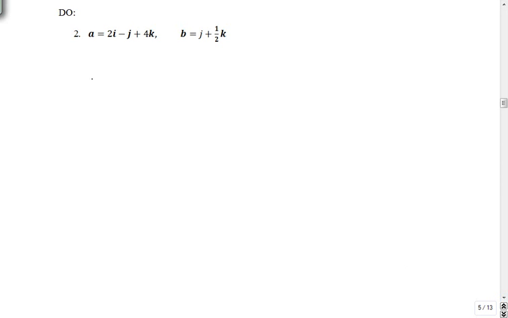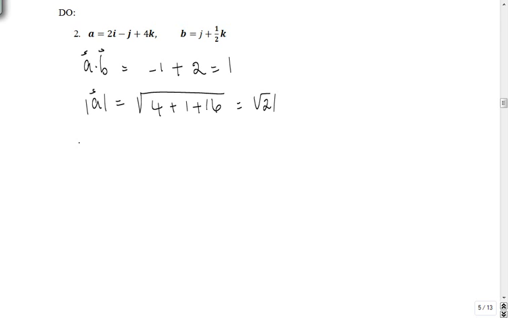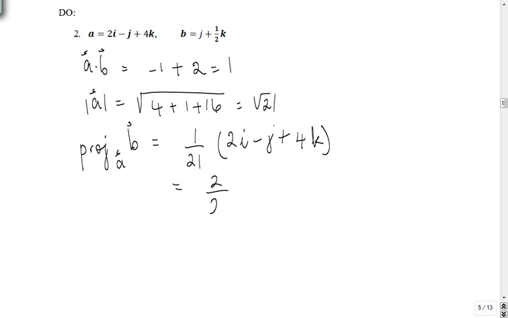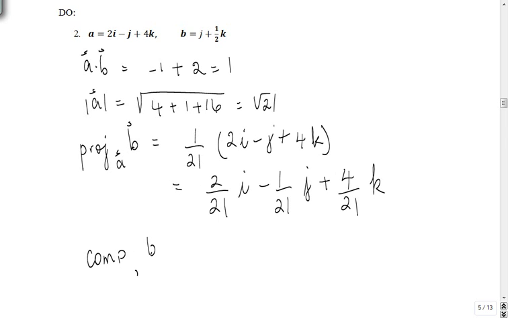Okay. A dot B is equal to -1 plus 2, which is 1. The length of A is the square root of 4 plus 1 plus 16, which is square root 21. So the projection of B onto A is equal to 1 over 21 times A, 2I minus J plus 4K, which is equal to 2 over 21 I minus 1 over 21 J plus 4 over 21 K. And the scalar projection comp B onto A is equal to 1 over square root 21.